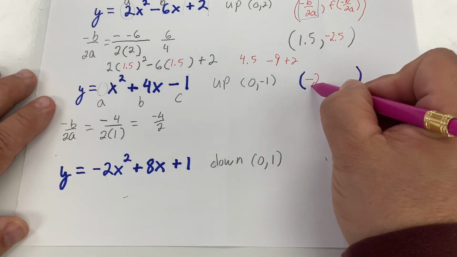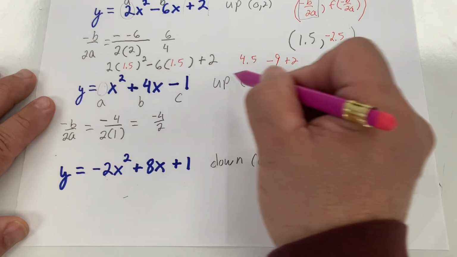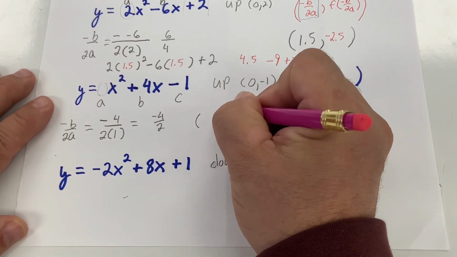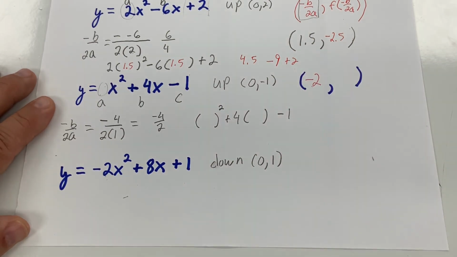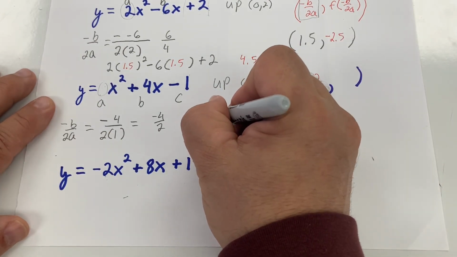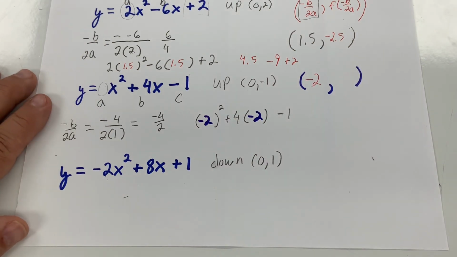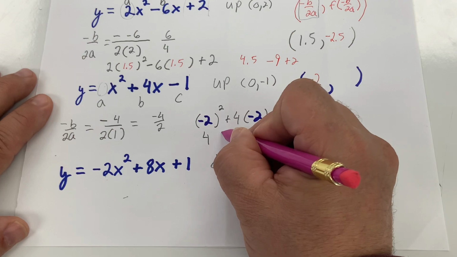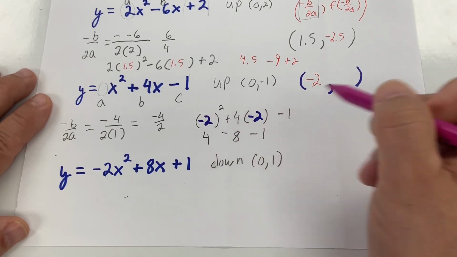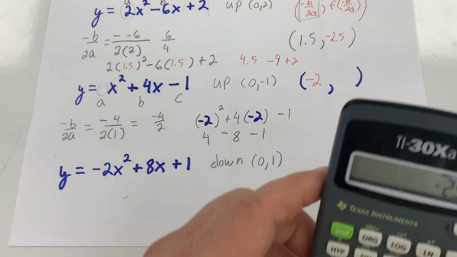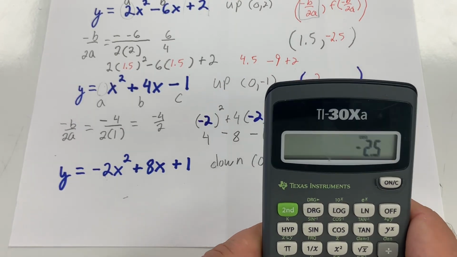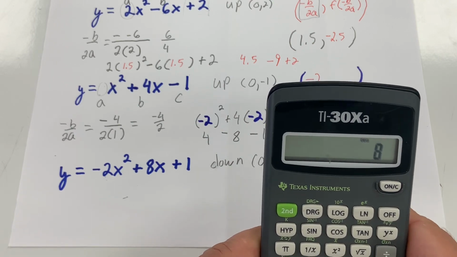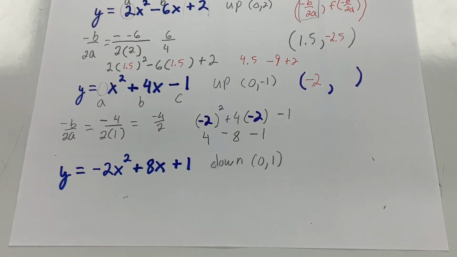Now I have to take that negative 2 and plug it back into this equation. So it's going to be negative 2 squared plus 4 times negative 2 minus 1. Negative 2 times negative 2 is positive 4. 4 times negative 2 is negative 8, minus 1. So to find the y value of my vertex, I have to type in 4 minus 8 minus 1. That gives negative 5.